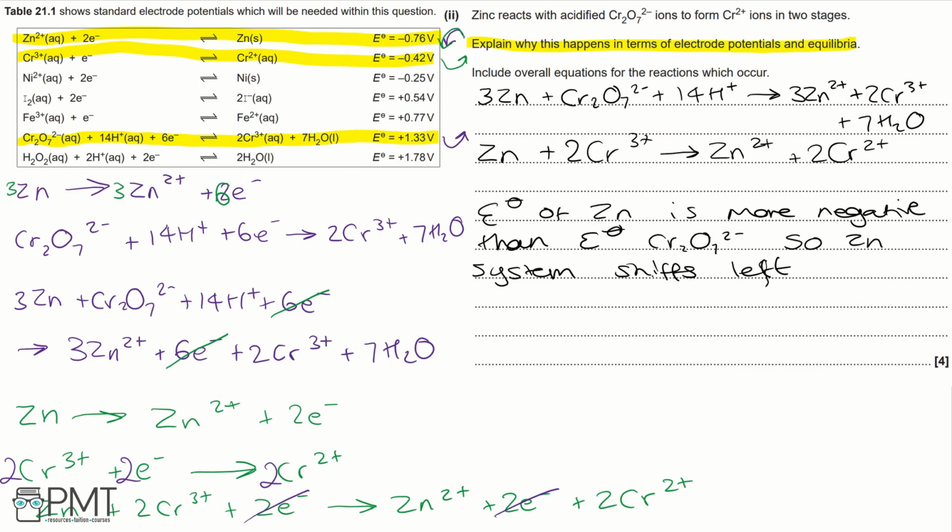To get the 4 marks for this question, you get a mark for each correct overall equation. You get a 3rd mark for commenting on the fact that the electrode potential of zinc is more negative than the electrode potential of Cr2O7 2-, and your 4th mark is commenting on the fact that the zinc system shifts left.